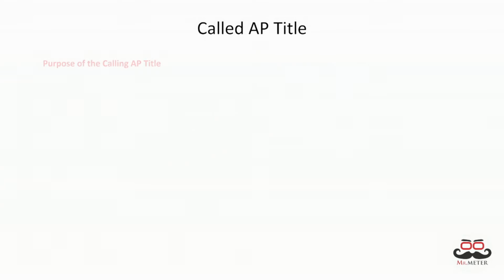The called AP title. The called AP, or application process title, in an AARQ packet identifies the entity, typically a server or another application, that the client or initiating application is trying to establish a connection session with. This title serves as a unique identifier for the target entity within the network, ensuring that the association request is directed to the correct destination.